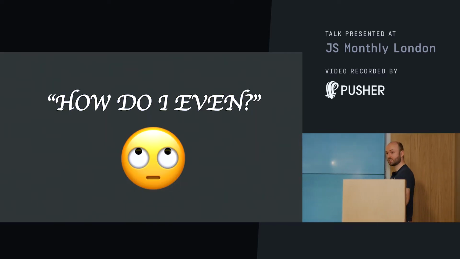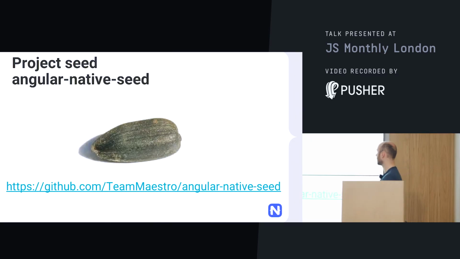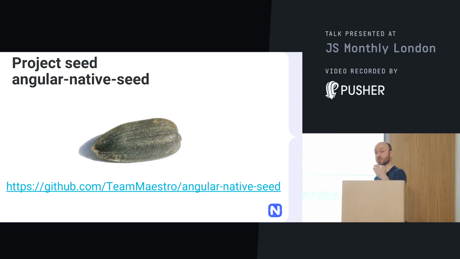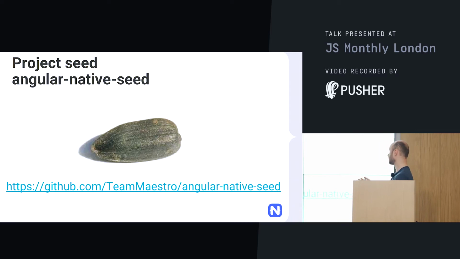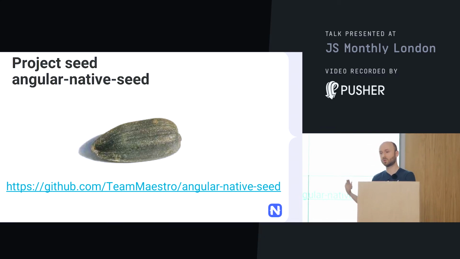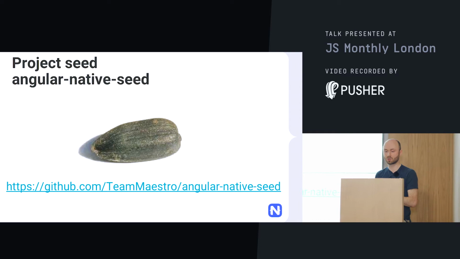So that was pretty much in theory. And so how do we do it in practice? So one of the approaches, which is pretty popular at the moment, there's this seed project that is available on GitHub that you can just clone and use as a basis for your project. And that's done by the guys from Team Maestro. It's called Angular Native Seed. I recommend, check it out. And I'll later do a demo that is based on this specific project.